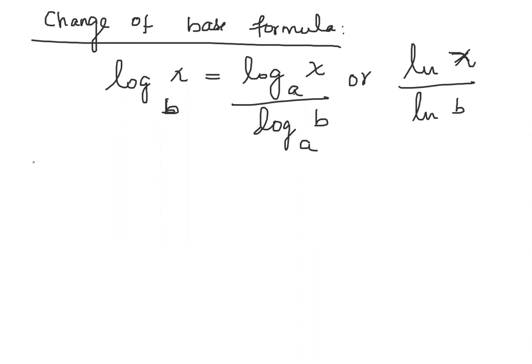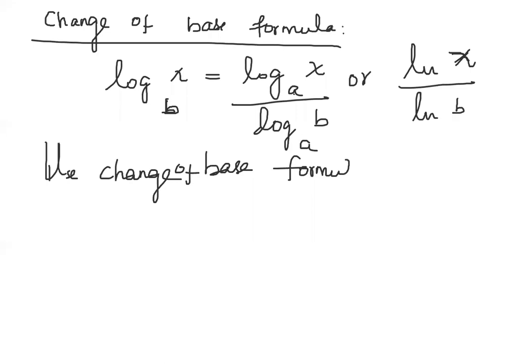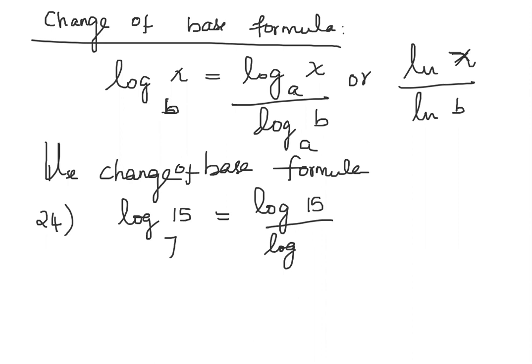So we're going to use the change of base formula for the following problems. And we are going to approximate to 4 decimal places. So log 15 to the base 7, you enter on your calculator. You can put any base, that's fine as well. It's going to give you this number, 1.317.